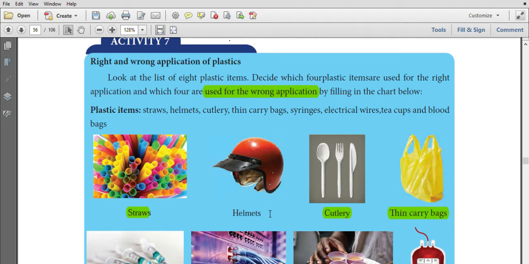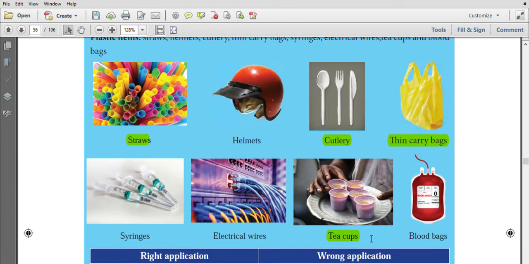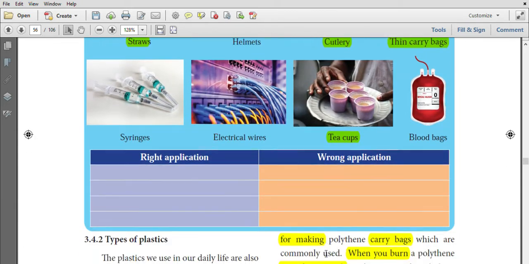Some of the plastics are used for wrong applications. Some plastics are used in right applications. Straws, cutlery, thin carry bags, teacups are wrong applications of plastics. Helmets, syringes, electrical wires and blood bags are right applications of plastic.